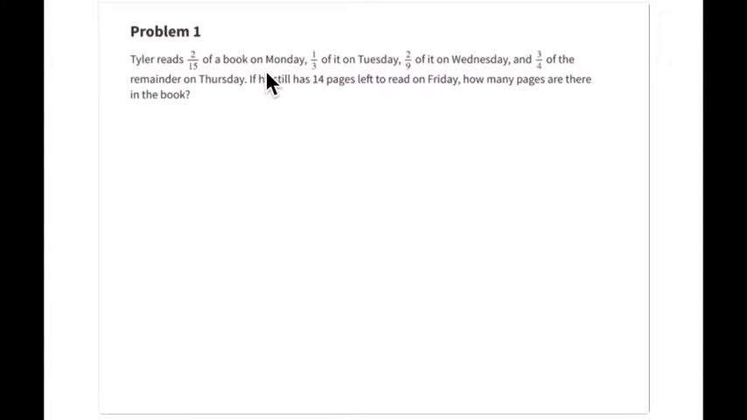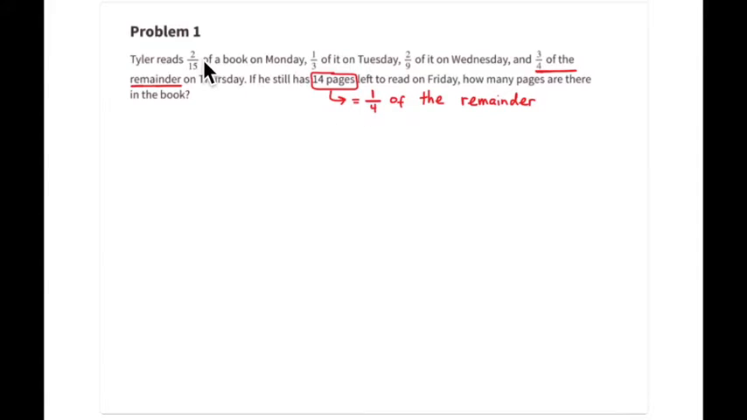So to solve this problem, I know that I'm going to have to figure out what fraction of the book he read on Monday, Tuesday, and Wednesday combined. So I'm going to have to add 2/15 and 1/3 and 2/9. I'm going to have to add all those parts together, and then that will tell me what fraction of the book remains. So I'm going to have to figure out some factors of 15.